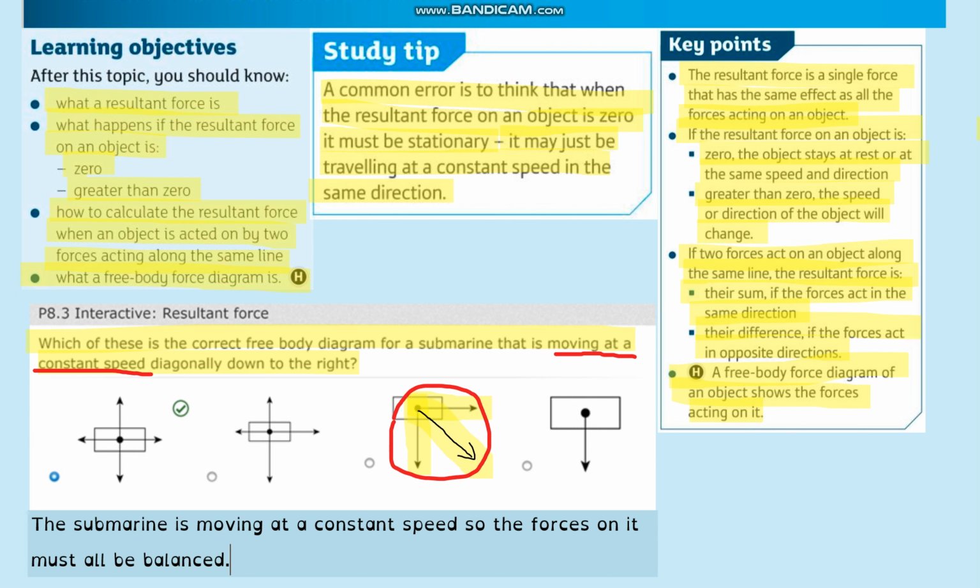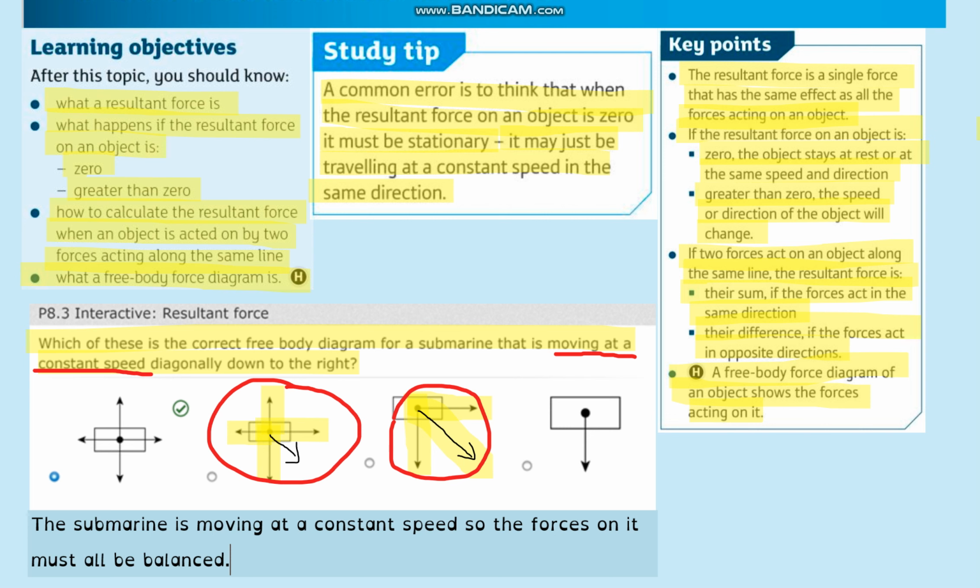So again, if we look at this one here, we've got the two arrows going right and down are bigger than the arrows going in the opposite directions, up and to the left, and therefore this would also have a resultant force going down in this direction, something like that. It wouldn't be as big as the other one. And so you might be thinking that that's the right answer, but again, if it's got a resultant force going down and to the right, it's going to be accelerating, not moving at a constant speed.